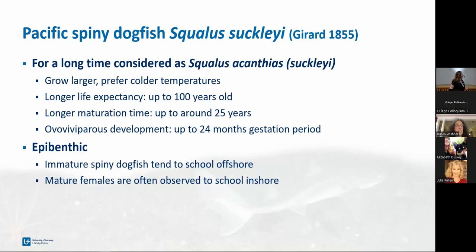They're also ovoviviparous, and the mothers are pregnant for about 2 years before they can have their litter, which can be anything from a few baby sharks to maybe 10 or 15. They're an epibenthic species, and they're also seen to school, where the mature females are often seen inshore, while the immature and the young are drifting offshore, like teenagers tend to do. They drift away from you.